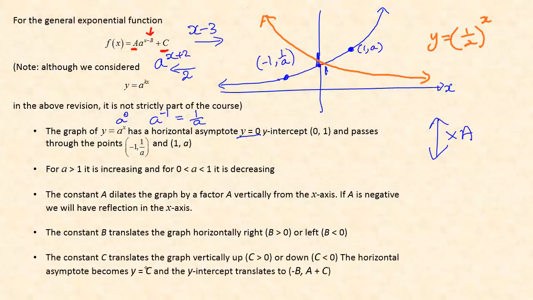The constant c translates the graph vertically up or down depending on the value of c. The horizontal asymptote becomes y equals c, because initially it's y equals 0, so when we move up or down, the intercept moves. The y-intercept, which is this point just here, always moves to negative b, a plus c.